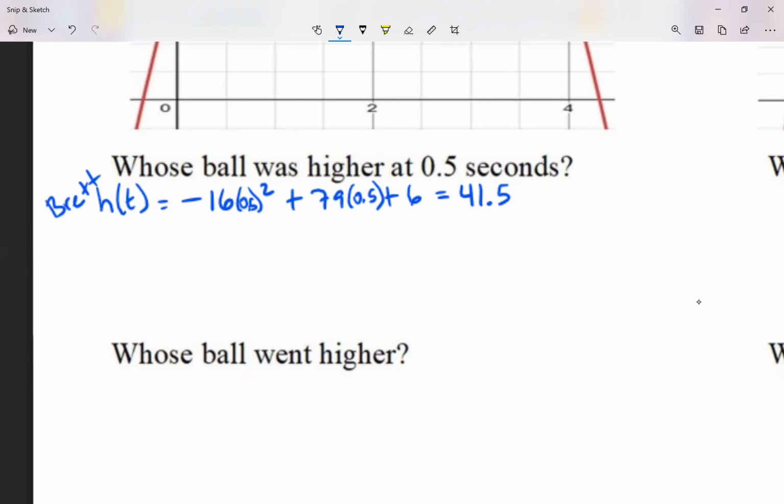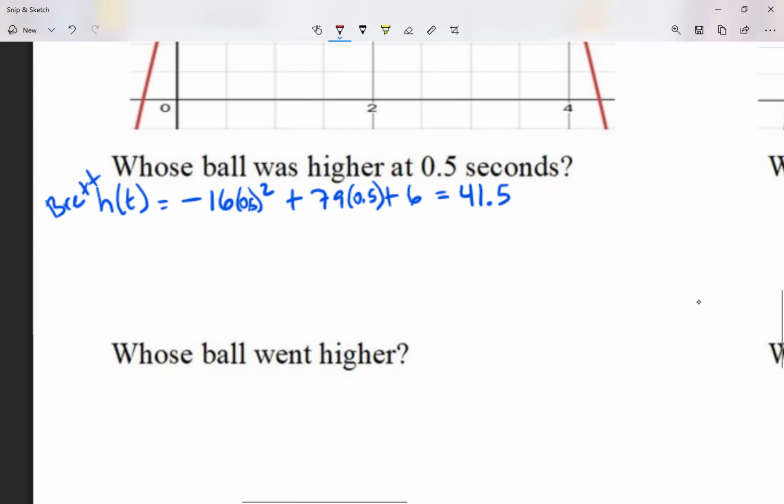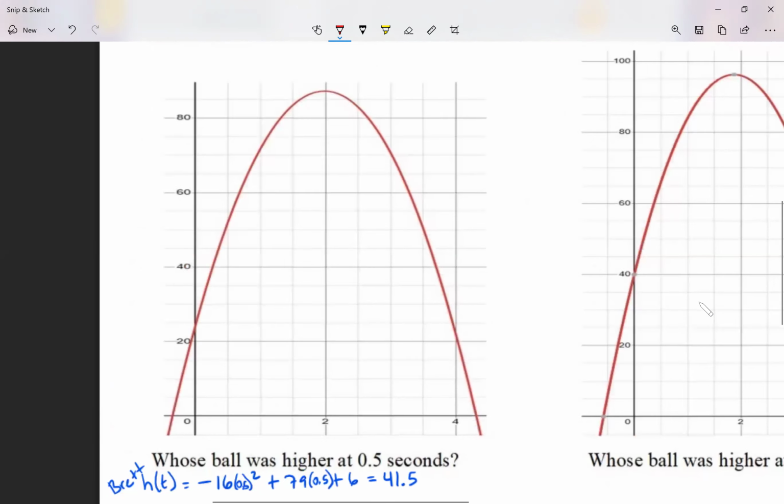On your homework, I will come over and ask you guys something like, what is Brett's ball height at 0.5 seconds? So then we just type in 41.5 because then at the end I have feet. So I just want you guys to type in the number. Now for Andre, I'm going to use the graph. So let me use red for Andre. 0.5 seconds. Okay, so let's take a look at the graph.